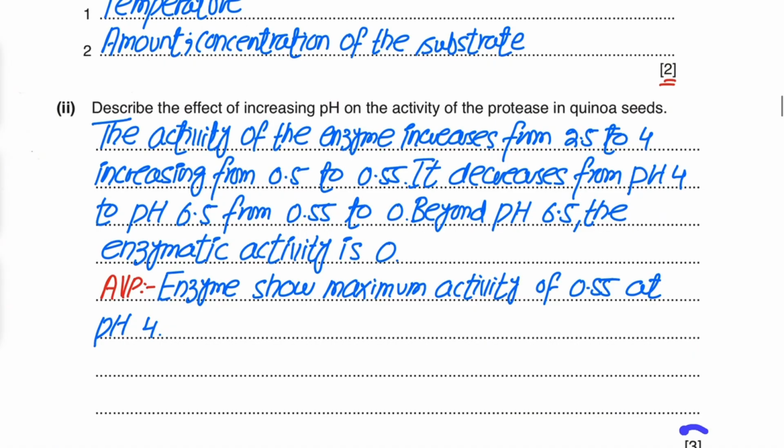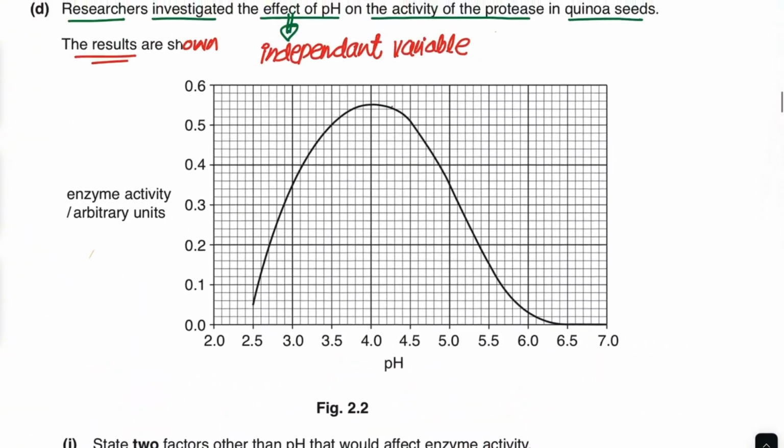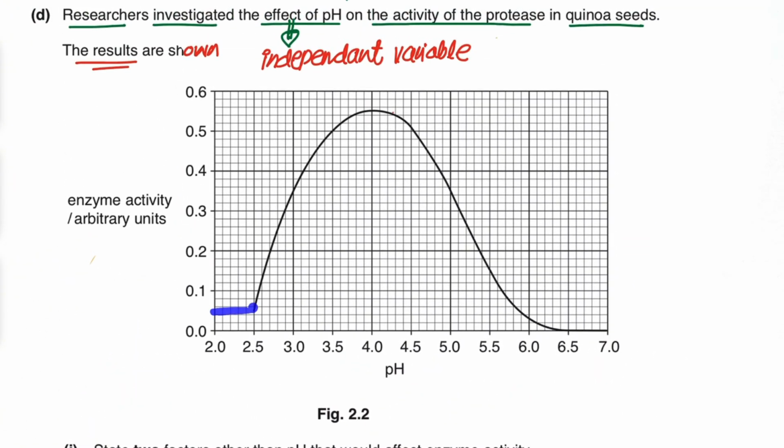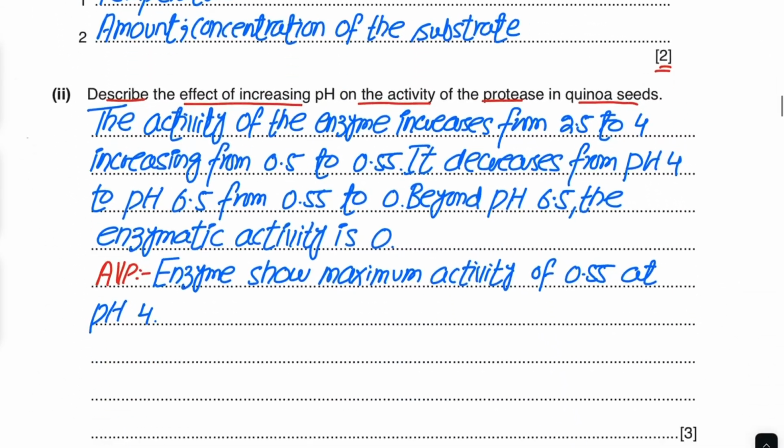Here, for a total of 3 marks, we are required to describe the effect of increasing pH on the activity of the protease in quinoa seeds. As I have clearly told you how to write the description, here I have written that the activity of the enzyme increases from pH 2.5 to 4, and we have to quote the values of the y-axis: it goes from 0.05 to 0.55. You see here we have 0.05, and up till pH 4 we have reached the maximum catalytic activity of 0.55.